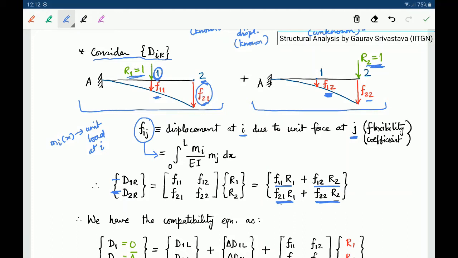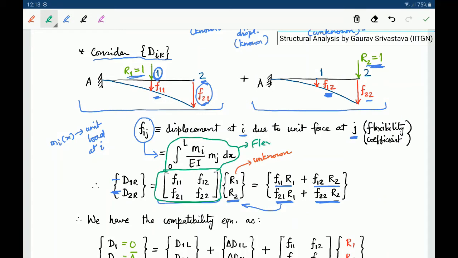And we can repose them as a matrix-vector product, where we have this matrix F11, F12, F21 and F22 times this R1, R2 vector. So now here this R1, R2 is the only unknown, right? So this is the unknown force which is to be found, and this matrix can be calculated. So the coefficients can be calculated from that relation, and this matrix is called the flexibility matrix.